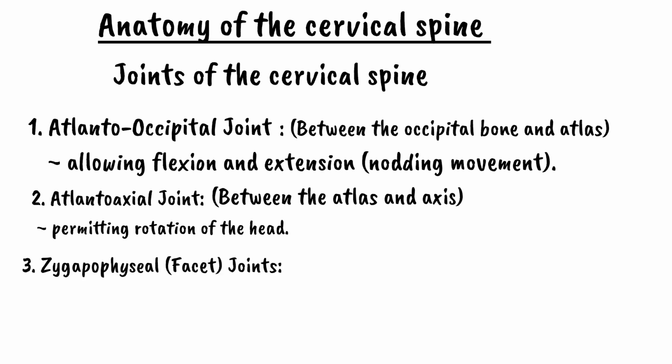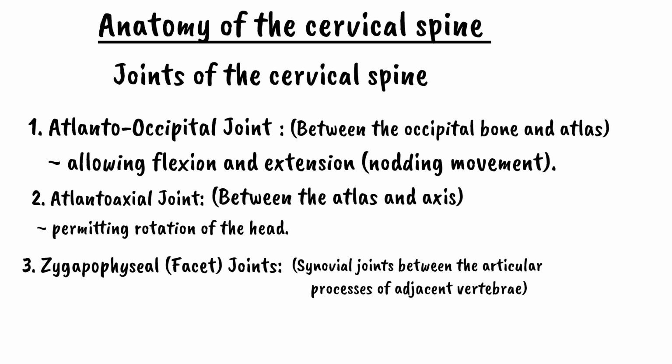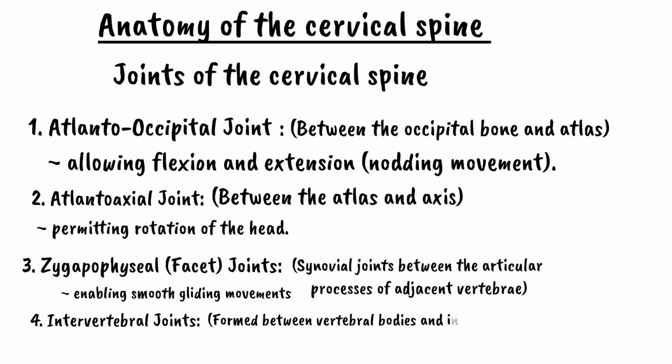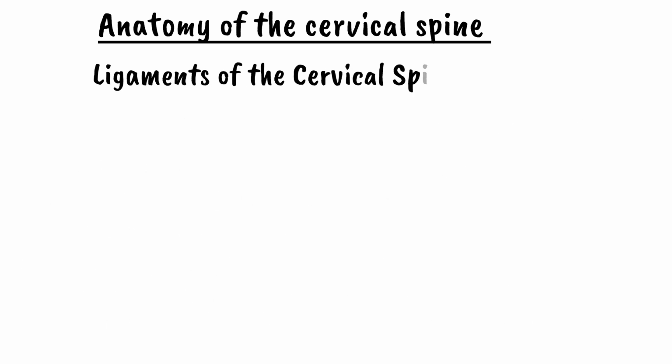3. Zygapophyseal, or facet joints, synovial joints between the articular processes of adjacent vertebrae, enabling smooth gliding movements. 4. Intervertebral joints, formed between vertebral bodies and intervertebral discs, supporting weight-bearing and flexibility. Ligaments of the cervical spine. Ligaments provide structural support, stability, and restrict excessive motion in the cervical spine.